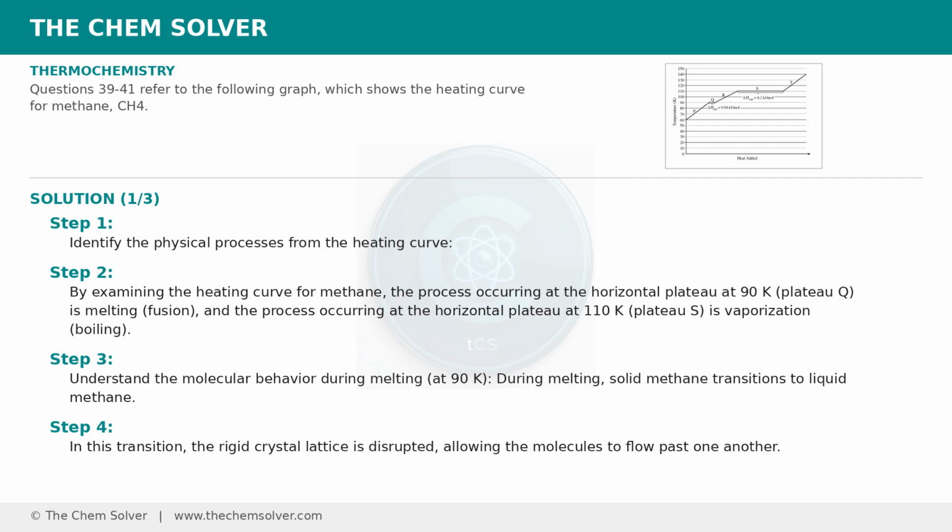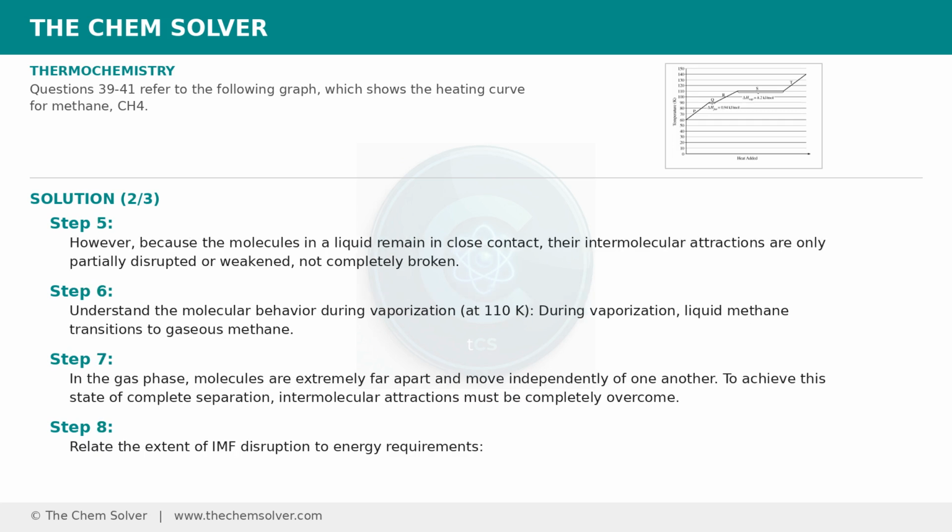Understand the molecular behavior during melting. At 90 Kelvin during melting, solid methane transitions to liquid methane. In this transition, the rigid crystal lattice is disrupted, allowing the molecules to flow past one another. However, because the molecules in a liquid remain in close contact, their intermolecular attractions are only partially disrupted or weakened, not completely broken.